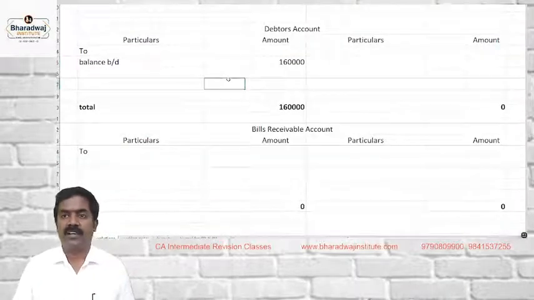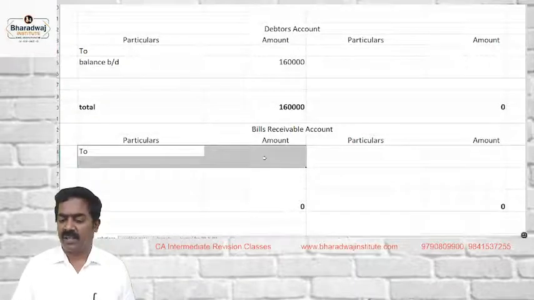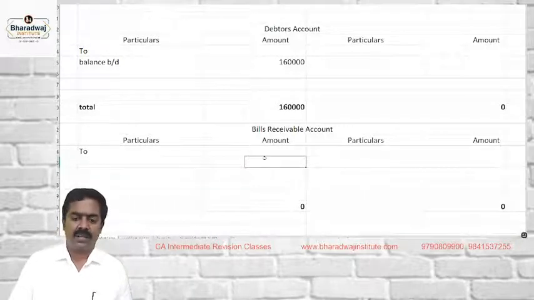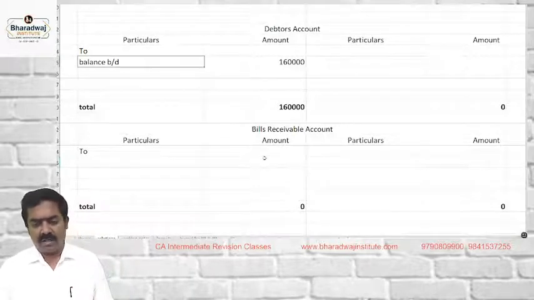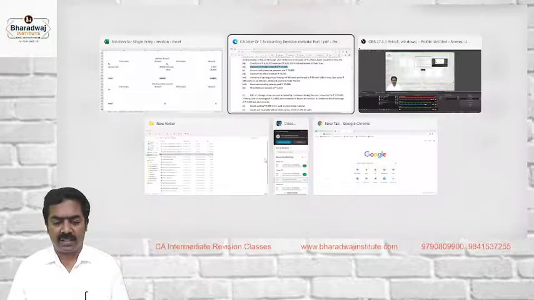Opening balance of what is available? Debtors is available, but the opening balance of bills receivable is not given to us. Opening balance of bills receivable is not available to us. Then look at the amount collected from debtors. What is given in the adjustment?